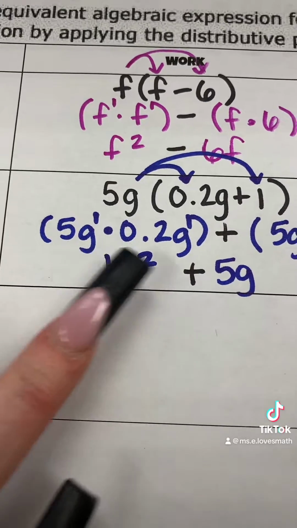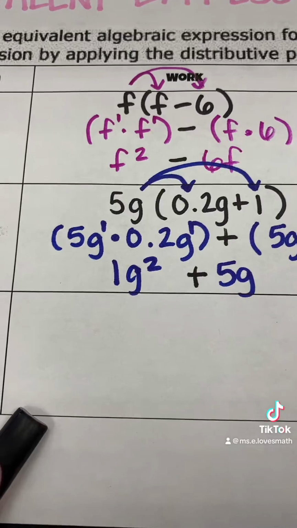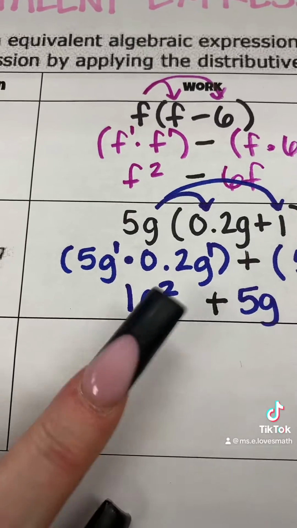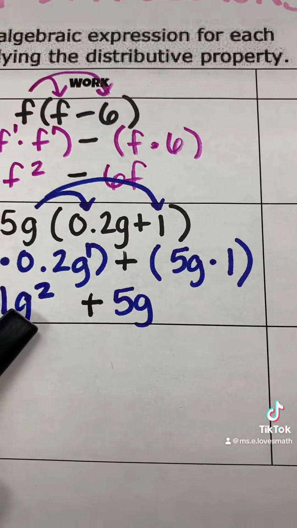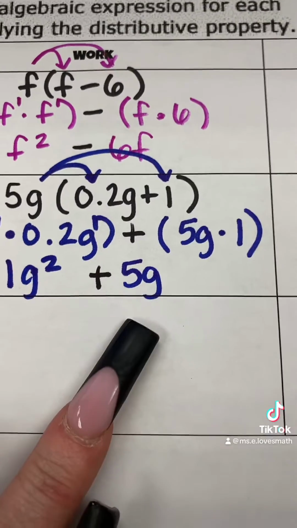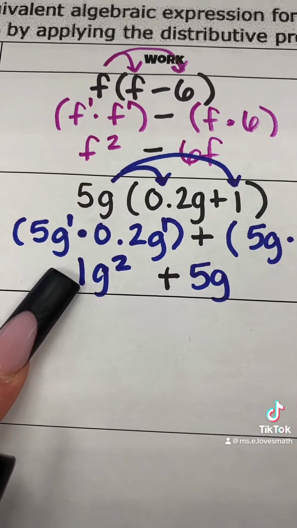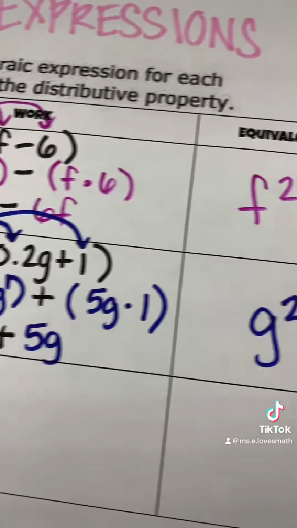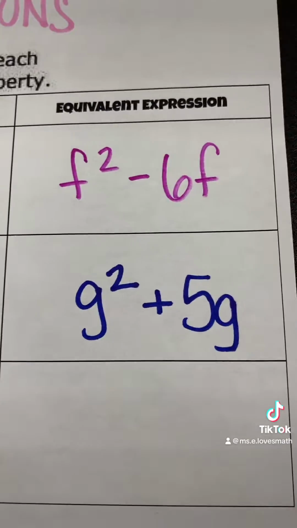We do g times g, which means we need to add our exponents. 1 plus 1 is 2. So we end up with g squared, so 1g squared. Over here, 5g times 1 is just 5g. For our final answer, we do not need the 1. That 1 is invisible. So our final answer is just g squared plus 5g.